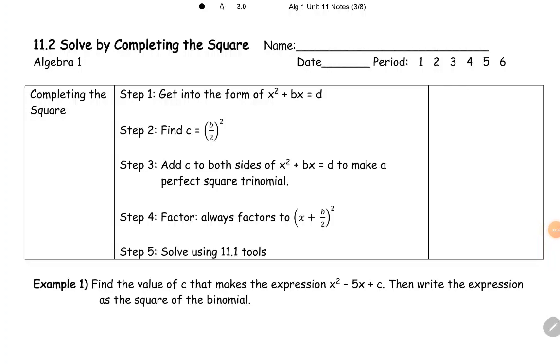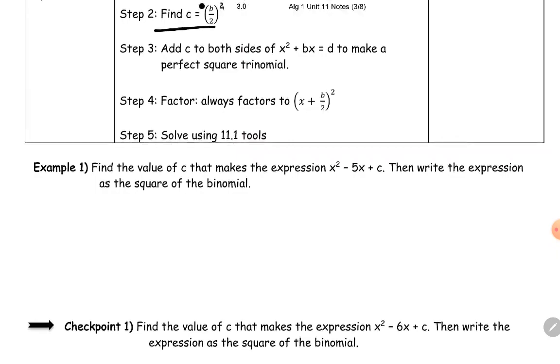In Algebra 1, we'll be solving quadratic equations by completing the square. And we're going to use all these steps here. Step 1, we're going to get it into the form x squared plus bx equals d. And then we're going to find a c value using this formula. We're going to add it to both sides, factor, and use what we know from 11.1.